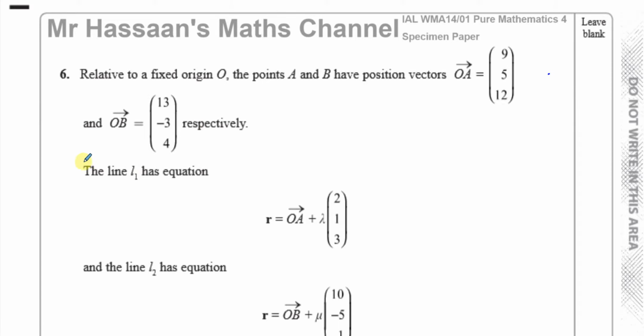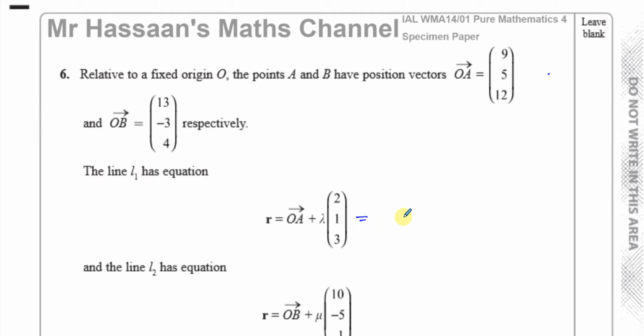It says the line L1 has equation r equals O to A plus lambda (2, 1, 3). That means this is the position vector of a point on the line. That means this line goes to the point A. And this is the direction of the line, (2, 1, 3). So you have the position vector plus a scalar quantity times the direction.